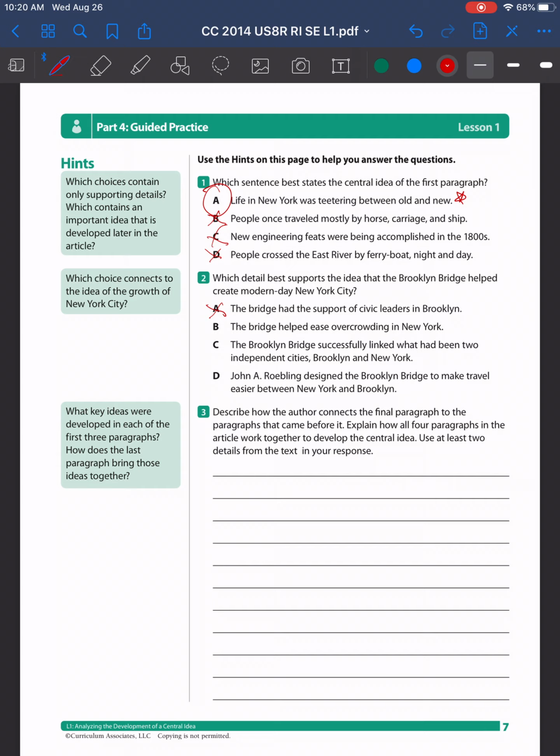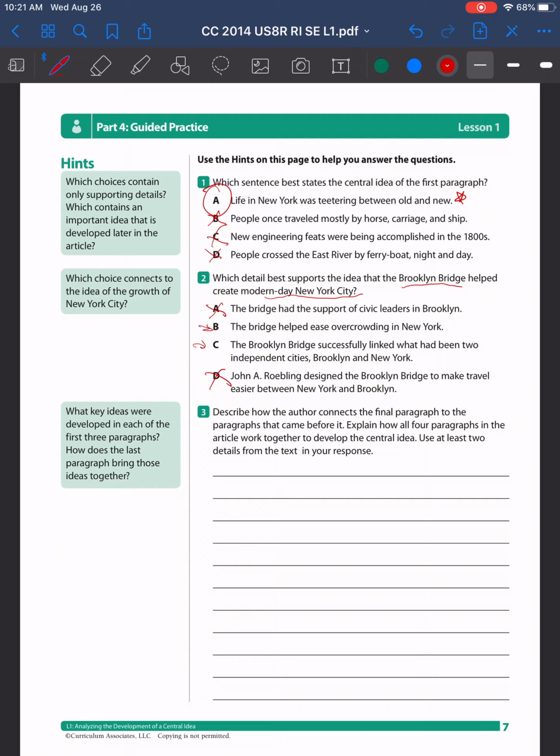Let's look at C. The Brooklyn Bridge successfully linked what had been two independent cities, Brooklyn and New York. Yeah, it definitely did that. And now I need to reread this. I think this is a supporting detail. B is a supporting detail, but not to support the idea that Brooklyn helped create modern-day New York. I think C is best compared to B, but let's keep reading. John A. Roebling designed the Brooklyn Bridge to make travel easier between New York and Brooklyn. Okay, that's not a good detail to explain how New York City became modern-day New York City.